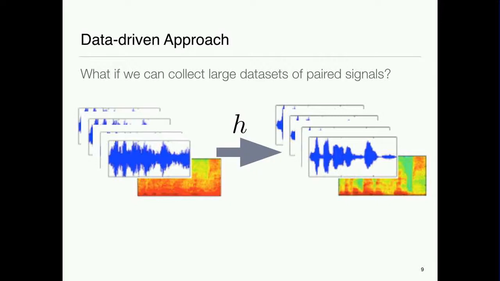But the question now is, what if we can collect a very large set of datasets with paired signals, meaning that for each noisy signal, we also have its corresponding clean signal? The answer is we can probably use a data-driven approach. Instead of making rigid assumptions about the noise we observe, let's just collect a large amount of data and fit models to learn a function approximator H.